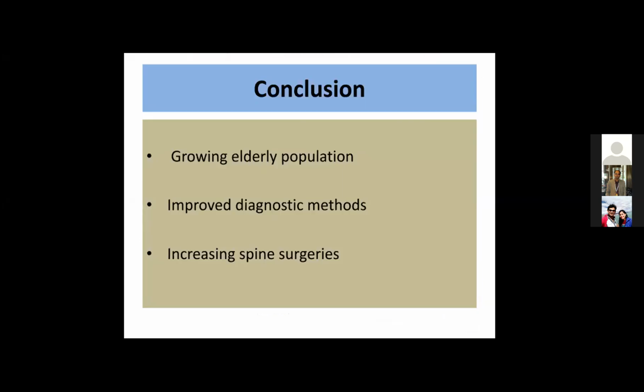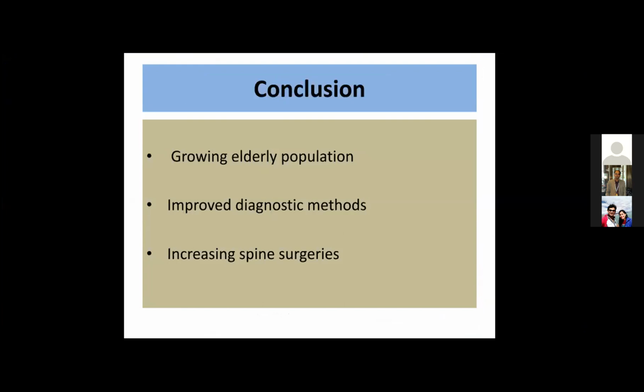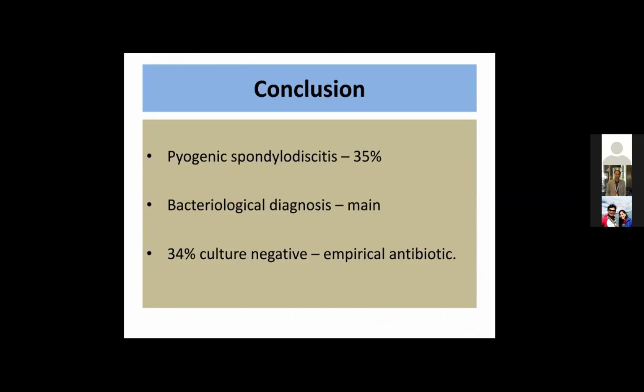So to conclude, because of the growing elderly population, improved diagnostic methods, and increasing spine surgeries, there is an increased incidence of pyogenic spondylodiscitis. In our center, in our study, the incidence of pyogenic spondylodiscitis is 35%. And the prognosis mainly depends upon bacteriological diagnosis and starting on appropriate IV antibiotics. 34% of patients will have culture negativity.